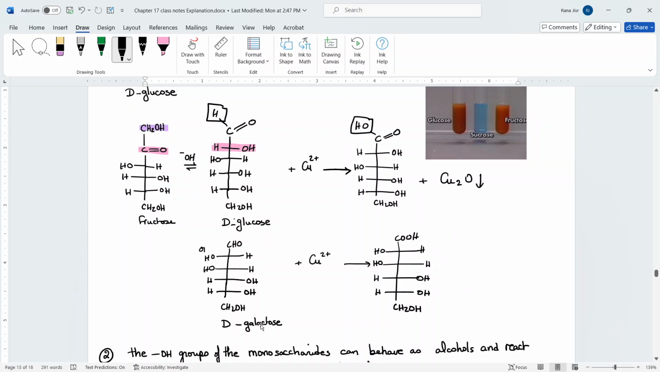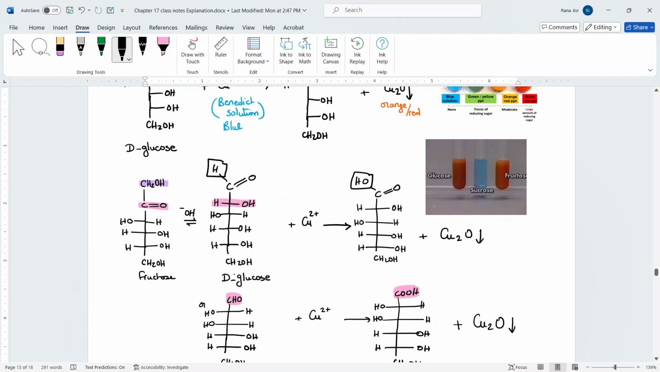This is another example of a monosaccharide, an aldose. Galactose is an aldose. So here what's happening is that the aldehyde is being oxidized into a carboxylic acid in this case. You are responsible to know this reaction here. I'm not going to ask you about the ketone and its rearrangement in here, but you have to know that with these reactions we are turning the aldehyde into a carboxylic acid. Plus, of course, you will have your copper oxide precipitate in there, which is an orange-red precipitate.